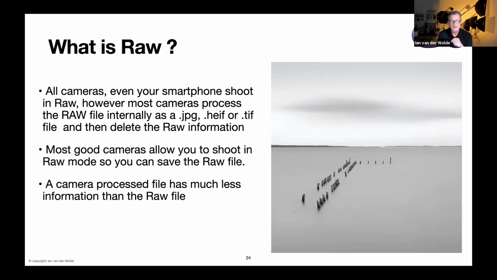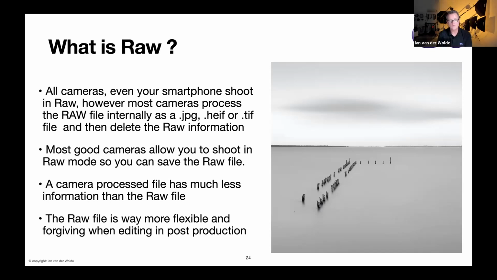So a camera processed file has much less information than a raw file. So the raw file is way more flexible and far more forgiving when editing in post-production, and I'll demonstrate that later when we go through.